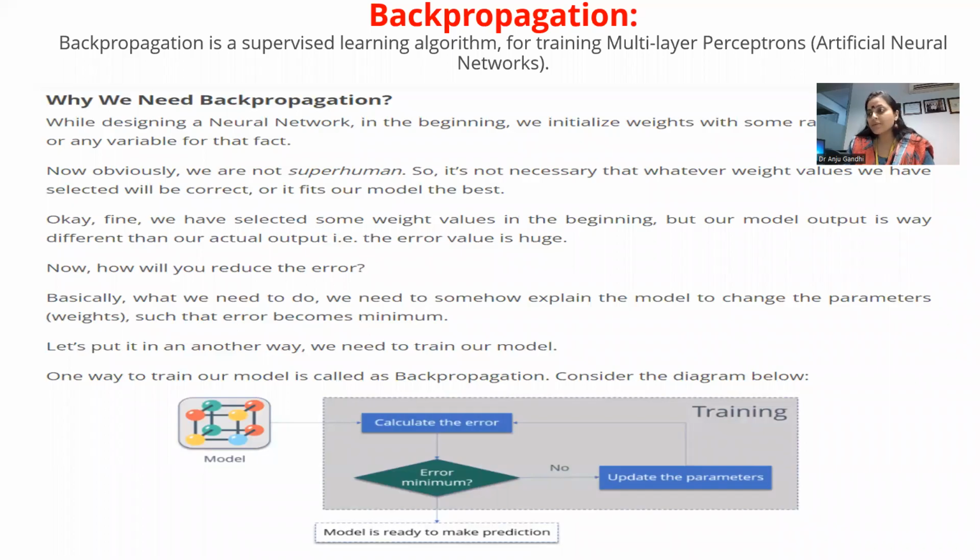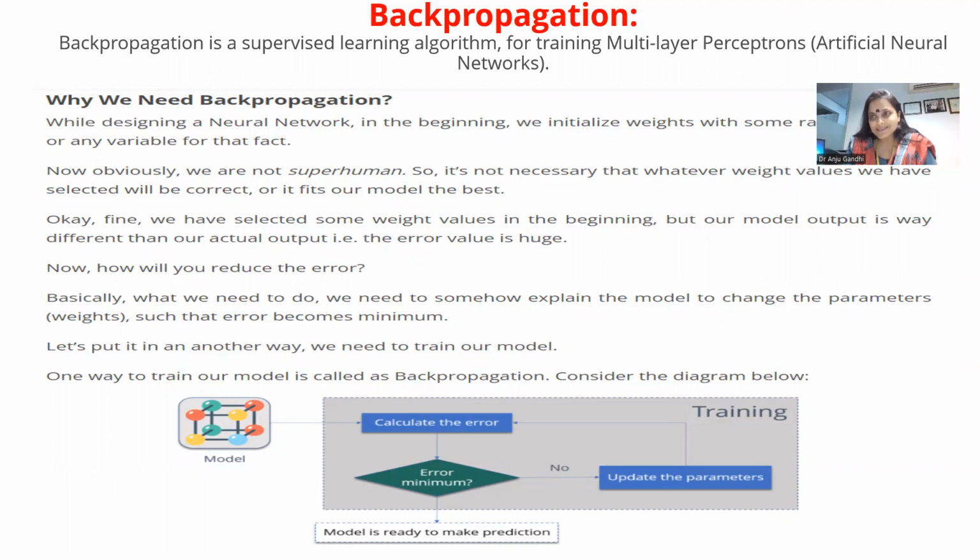We are discussing feed-forward networks now, and in feed-forward networks, we have backpropagation networks. So, what is a backpropagation network? It is a supervised learning algorithm for training the multi-layer perceptron, or we can say to train artificial neural networks. We use backpropagation networks, that is, backpropagation neural networks.